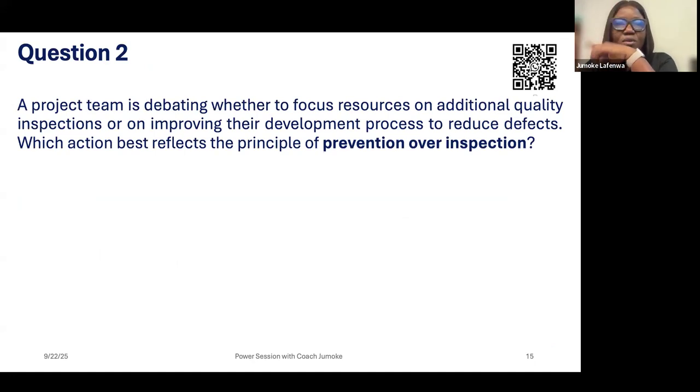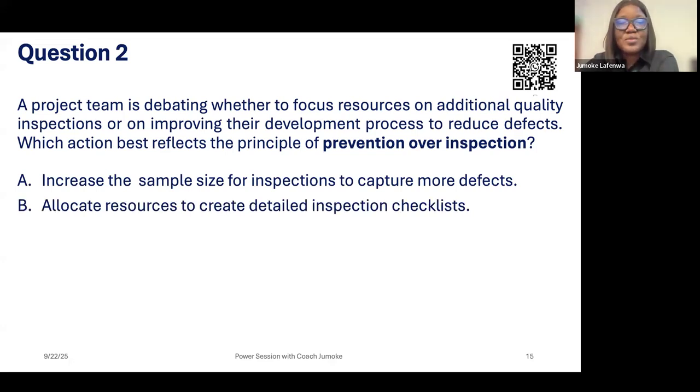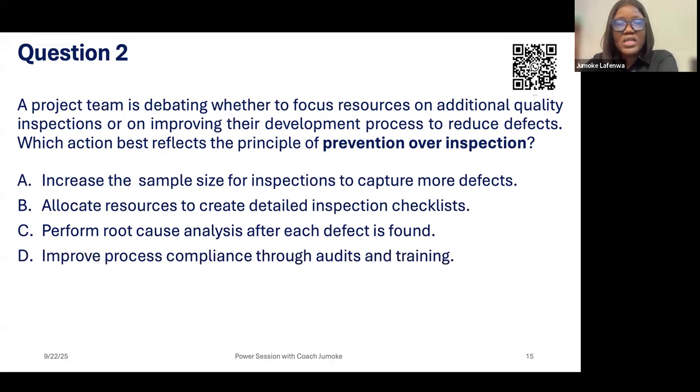Second question. A project team is debating whether to focus resources on additional quality inspections or on improving their development process to reduce defects. Which action best reflects the principle of prevention over inspection? A, increase the sample size for inspections to capture more defects. B, allocate resources to create detailed inspection checklists. C, perform root cause analysis after each defect is found. D, improve process compliance through audits and training.